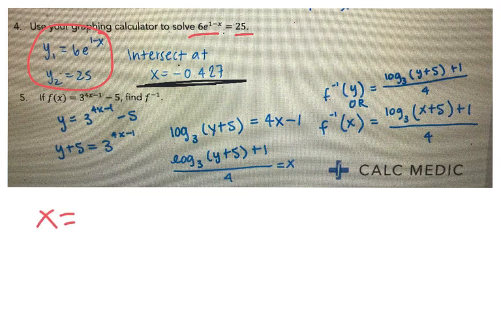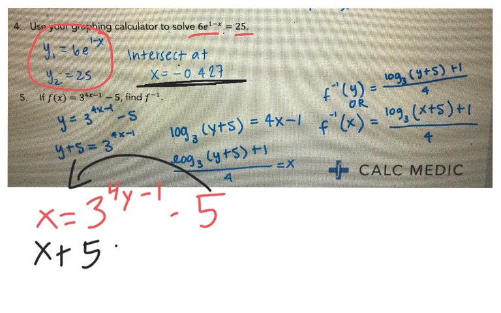I would go ahead and change the x and the y. So that would be 3 raised to the 4y minus 1 minus 5. And now I'm going to try to get the y by itself. So I would move the 5 over. So I've got the exponent. Sorry, I've got the power isolated: 3 raised to the 4y minus 1.